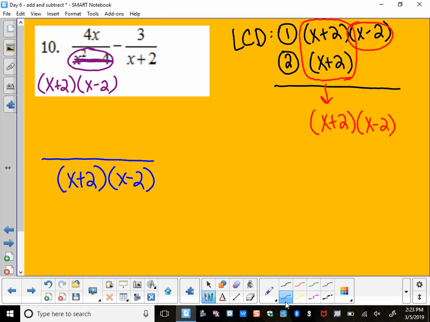What do I do with this minus sign up here at the top? Let's change it to positive, and let's change my 3 to a negative. Opposite, opposite. Now, take a look at this first fraction. Is anything changing from my new LCD? Am I missing anything? No, I have x plus 2, x minus 2. That's what's in my new denominator. So my 4x will stay the same.